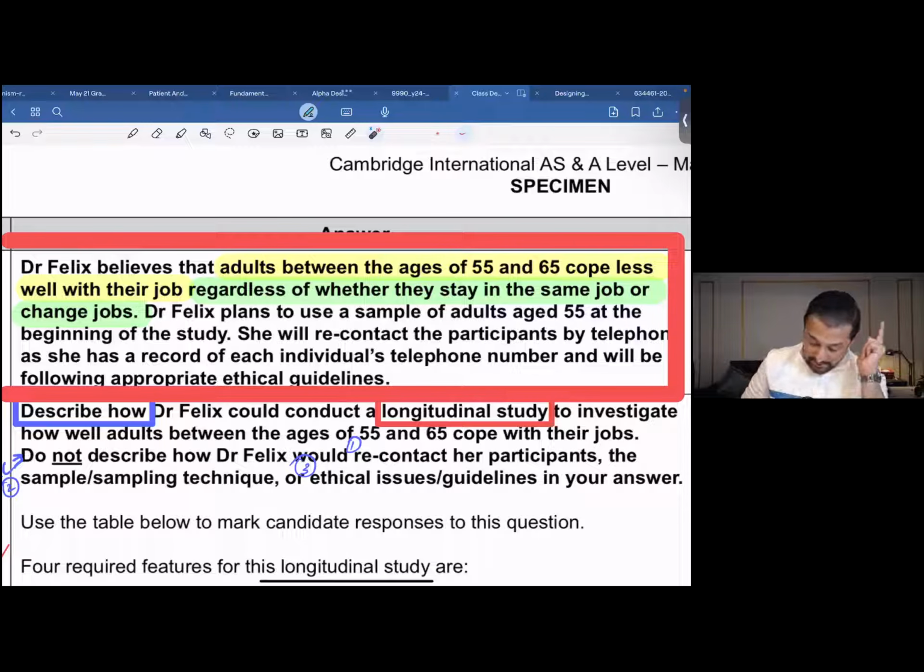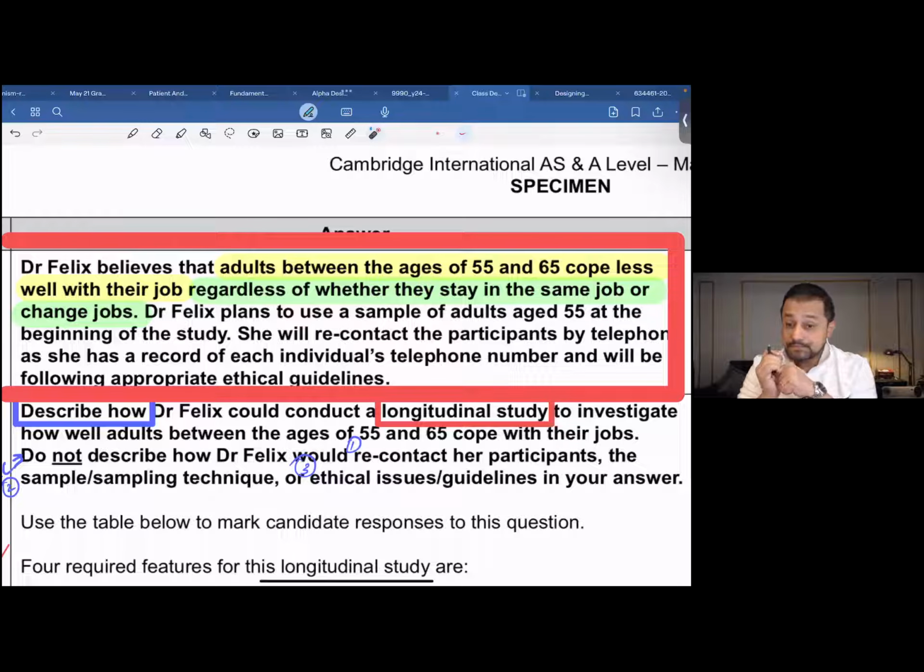Full stop. Taking it ahead, Dr. Felix plans to use a sample of adults aged 55 at the beginning of the study. So what she's planning to do is, number one, we spoke about what she believes, right? Number two, we're talking about what her plan is. Dr. Felix plans to use a sample of adults aged 55 at the beginning of the study. Full stop. So Dr. Felix plans on conducting a study where her sample would comprise individuals who are actually aged 55.